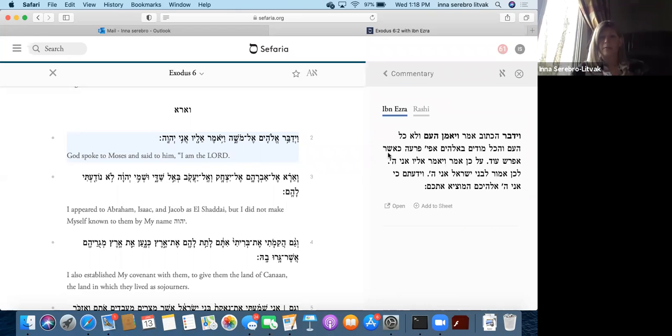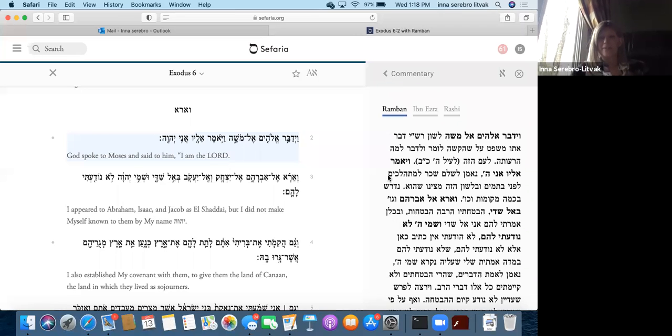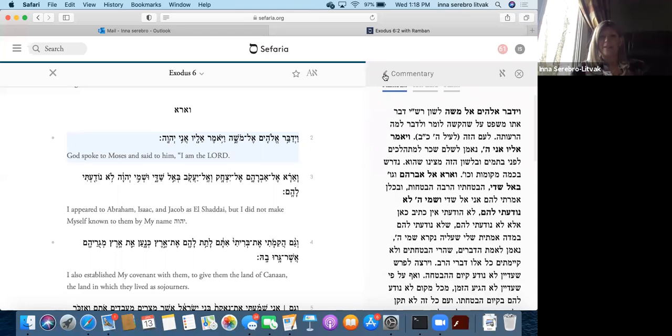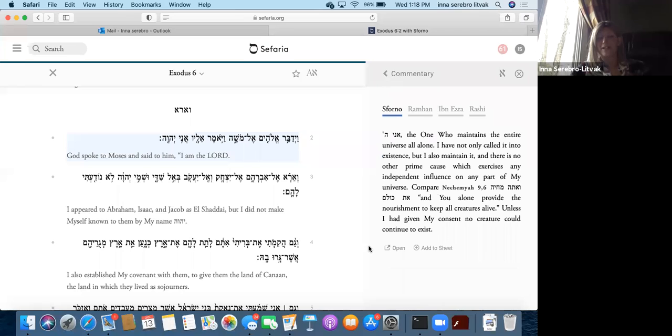Let's look at Ibn Ezra, but it is only in Hebrew and Dalena is not here. Let's see if it's also in Hebrew. All right, so we should be content, maybe with Sforno in English. Oh, Sforno in English, okay. Who wants to read Sforno? I'll read.